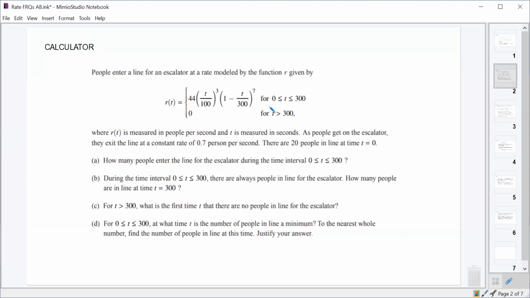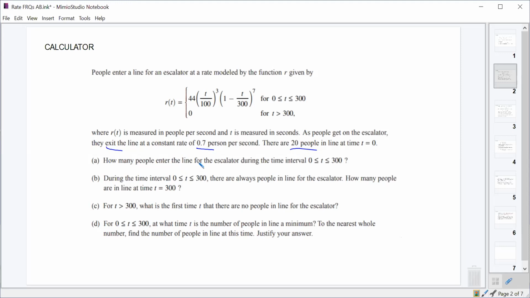Given some other information, also that as people get on the escalator, they're exiting the line at 0.7 people per second, and also that there are 20 people waiting in line to get on the escalator at time t equals 0. So lots of different things for us to mull over as we work through this problem. So part A should be the easiest part here.